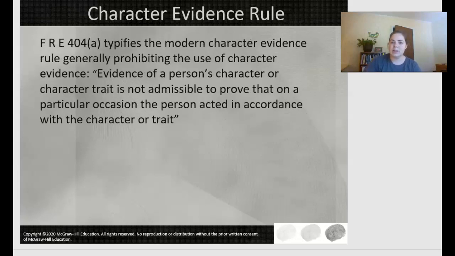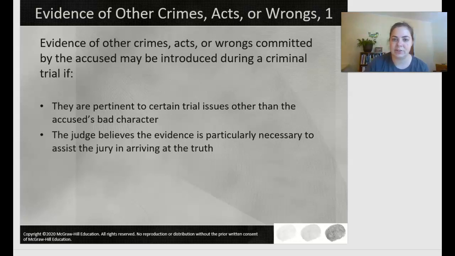All right, character evidence. Under Federal Rule of Evidence 404(a), the general rule is that evidence of a person's character or character trait is not admissible to prove that on a particular occasion the person acted in accordance with that character or trait. Again, we need to prove that they engaged in the action this time. So evidence of past wrongdoings or bad character can be introduced if it's pertinent to a trial issue, so if it matters for this issue that the defendant had bad character, or if the judge believes the evidence is particularly necessary to assist the jury in arriving at the truth.